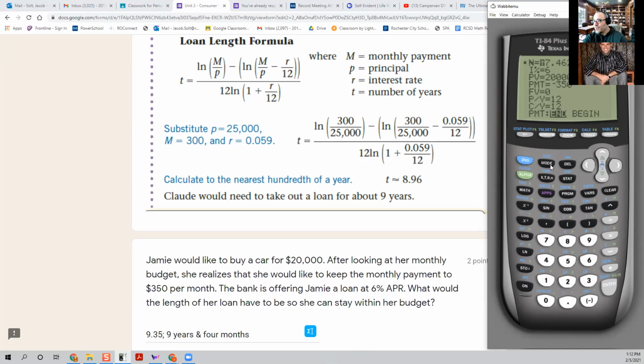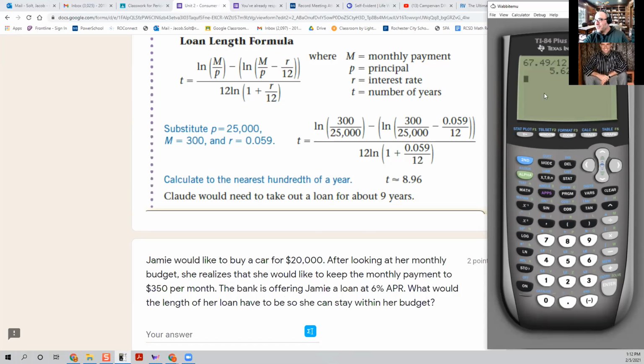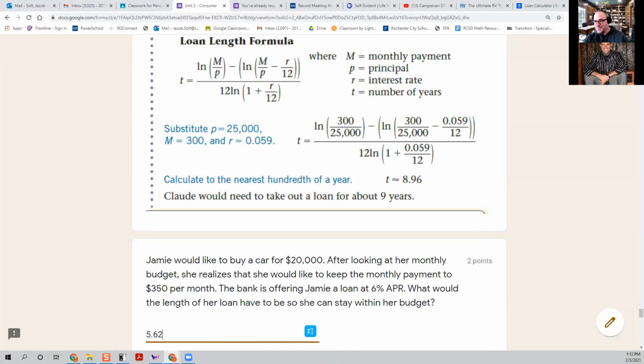67.46 months. Well, I can convert that to years pretty easy. 67.46 divided by 12, it'll tell me how many years, right? Oh, I got a different number. I goofed something up in that first calculation, so I will have to go back and see what I goofed up. But this is what I actually got. I know this is right because that's what I expected. 5.62.